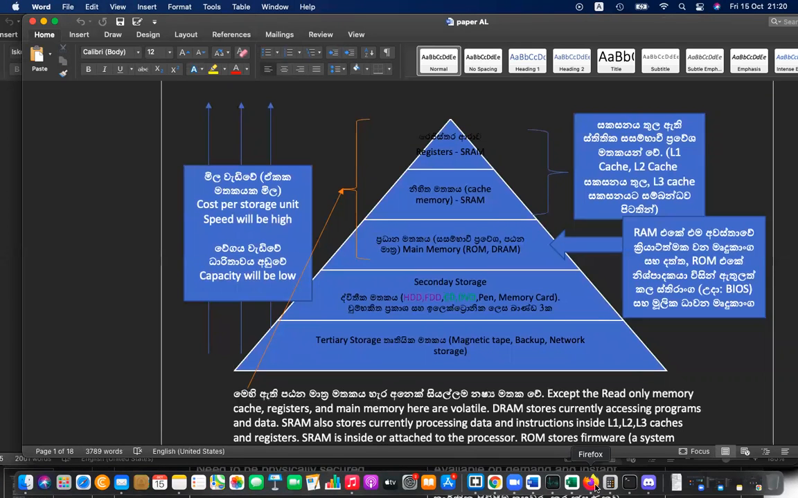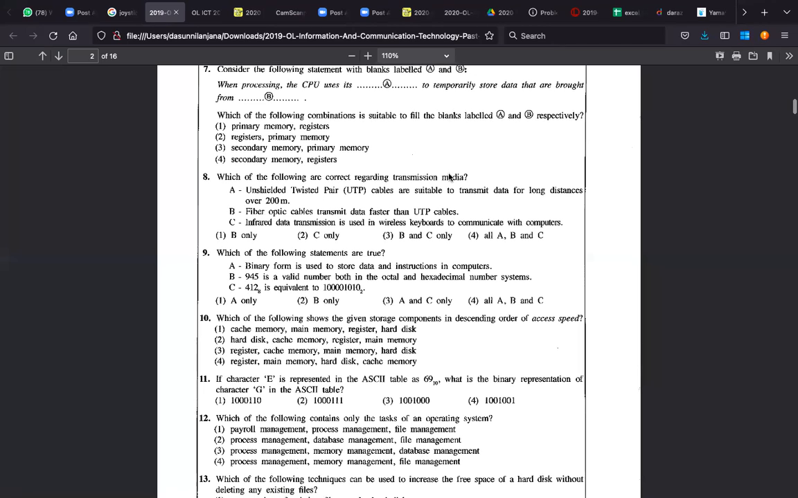Okay, moving back to the question paper. The answer is 3 for this question, right? Registers, cache memory, main memory, and hard disk. Faster, again faster, a bit faster, and slower.